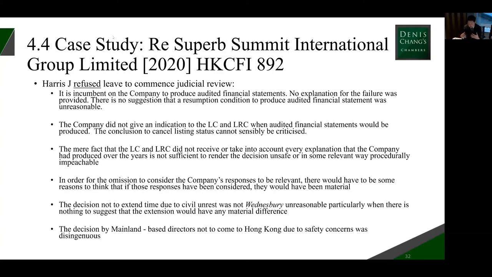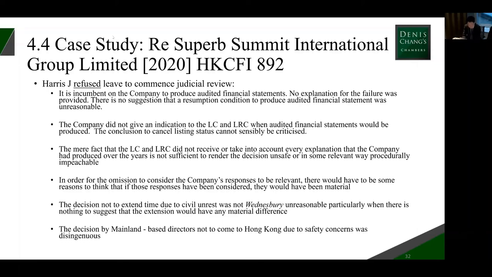So in this case, one of the major complaints raised by the company is that the listing review committee failed to take into account some relevant considerations. But Mr. Justice Harris rejected it in essence by saying that there is no reason to think that a matter which was capable of affecting the decision that the listing committee and the listing review committee were required to make was not addressed by them. And so essentially, Mr. Justice Harris is saying that even at the stage of the judicial review hearing, there was no evidence before the court to be satisfied that even if those matters were brought before the listing committee or the listing review committee, a different conclusion would have been arrived at.